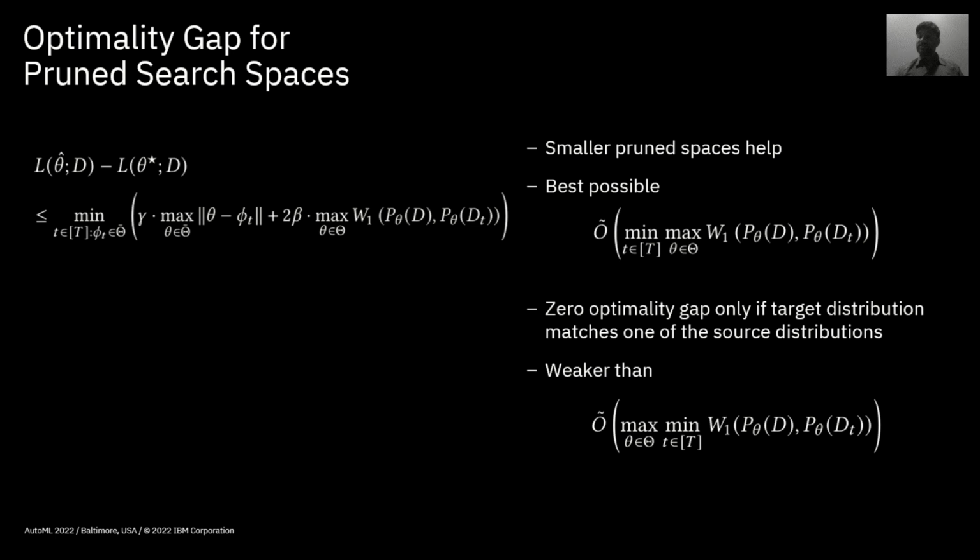This bound implies zero optimality gap if and only if one of the source task distributions matches the target task distribution everywhere. However, the best achievable bound for pruned spaces is looser than the previously discussed best achievable bound. Note that the order of the max over theta and min over the task is swapped.